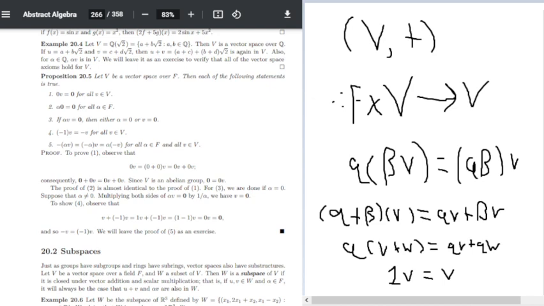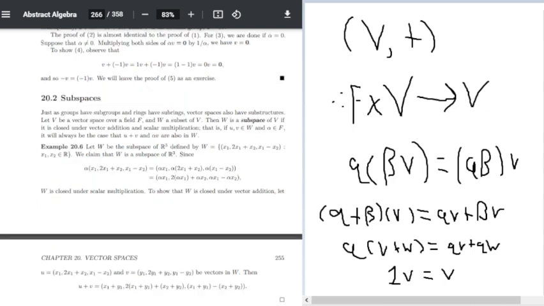The proof of 2 is almost identical to the proof of 1. For 3, we are done if alpha is equal to 0, so suppose that alpha is not equal to 0. Multiplying both sides of alpha v equals 0 by 1 over alpha, notice here that this is where we require that our element is a field, we have that v is equal to 0. To show 4, observe that v plus negative 1v equals 1v plus negative 1v equals (1 minus 1)v equals 0v equals the 0 vector. And so negative v is equal to negative 1v. We will leave the proof of 5 as an exercise.